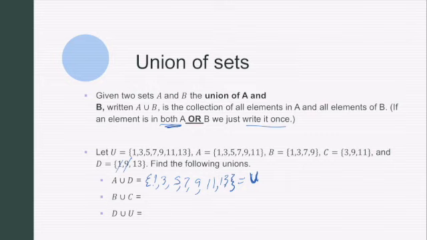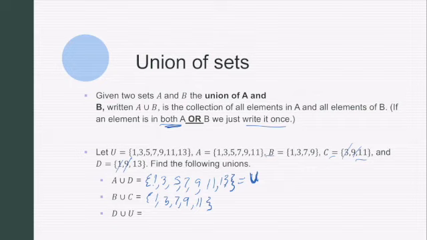Next, I'm going to take B union C. I look at B, I look at C, and I select what they have in common. Nope, I don't select what they have in common. That's an intersection. I'm going to select every element of B. So that gives me 1, 3, 7, 9. And then I have to make sure I have all the elements in C. So I have 3, 9, but I need 11. So that's my set of B union C.